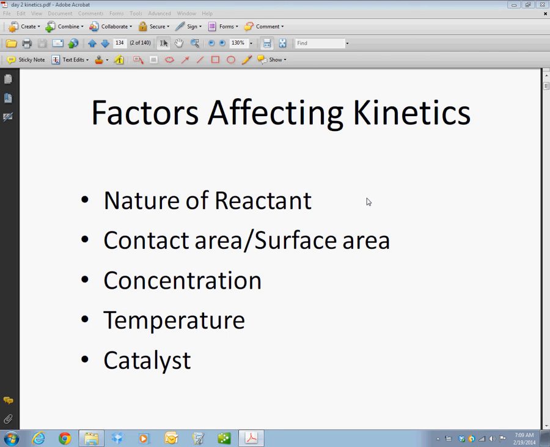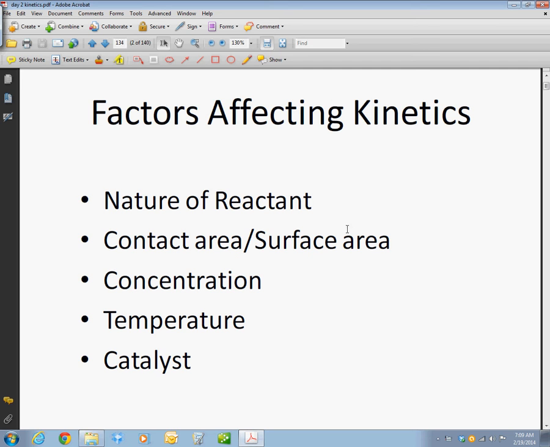Affecting kinetics. Well, the first major factor that affects kinetics is obviously related to the reactants themselves. And to understand kinetics, we have to define it first. Okay, what does kinetics mean? What does the word kinetics mean?